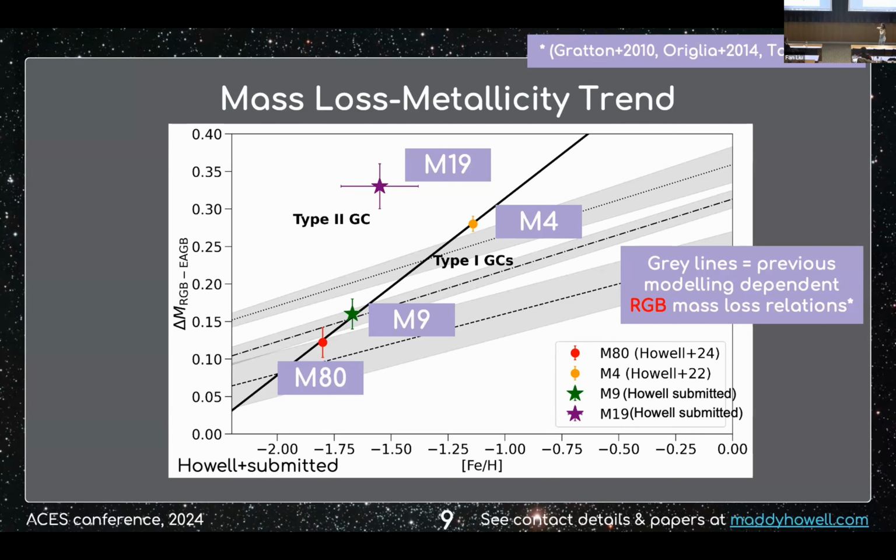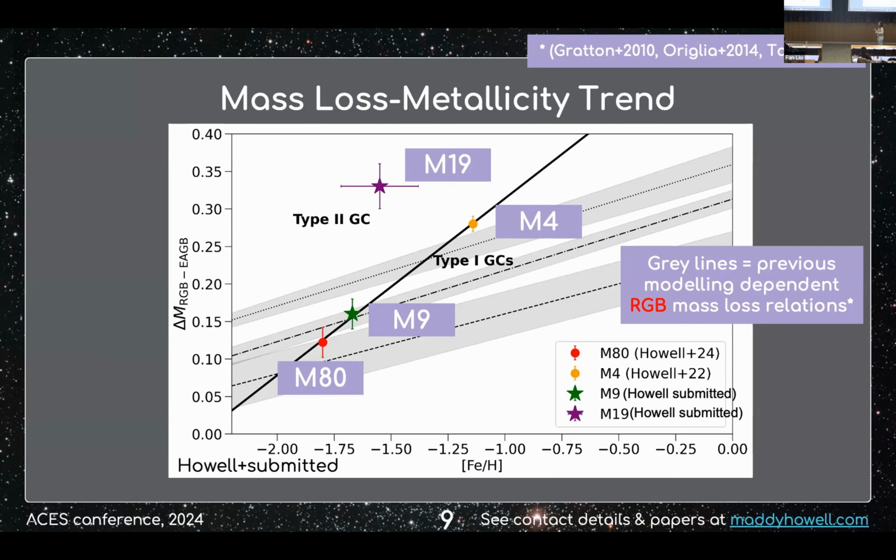Now to focus on the colored points, these are my actual mass loss measurements. And one thing you'll notice is that there's an outlier. So up the top, we've got M19, or the mass loss for M19, which is our only type 2 globular cluster. And from our results, it's suggesting that type 2 globular clusters actually have larger mass loss on the red giant branch, which was unexpected. And it also suggests that type 2 globular clusters might need their own mass loss metallicity trend.